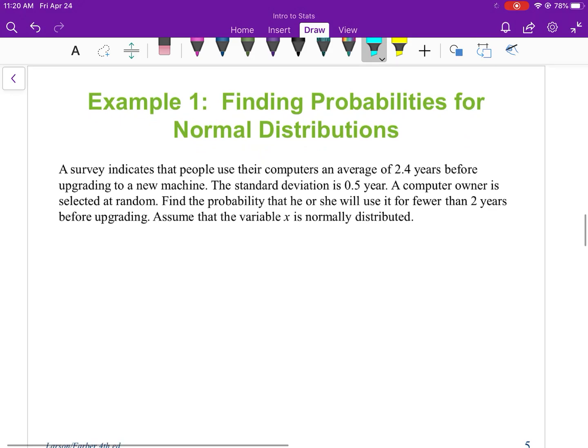So for the first one, we have people using their computers on average of 2.4 years before they upgrade. The standard deviation is 0.5. A computer owner is selected at random. Find the probability that he or she will use it for fewer than 2 years before upgrading. So we're going to write out what we're given first.